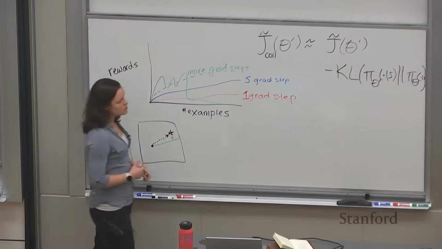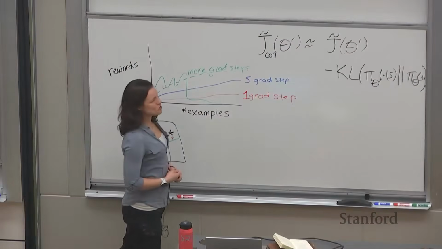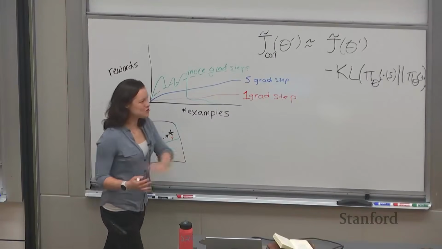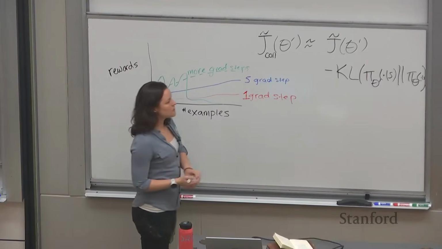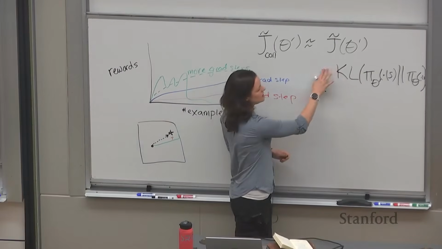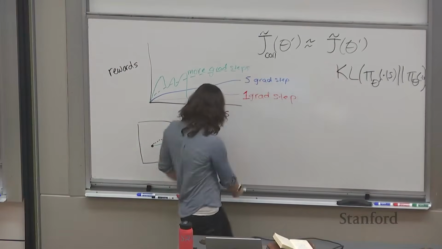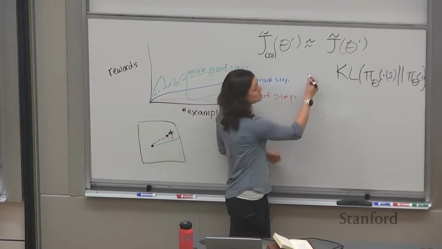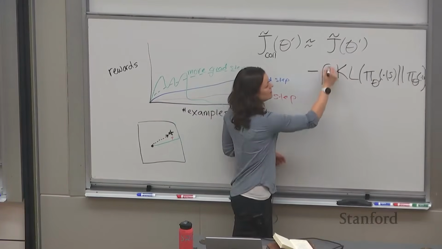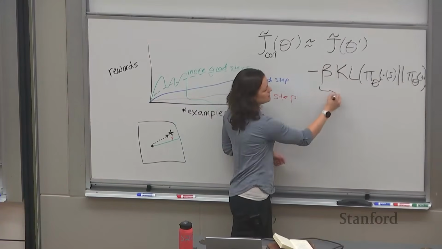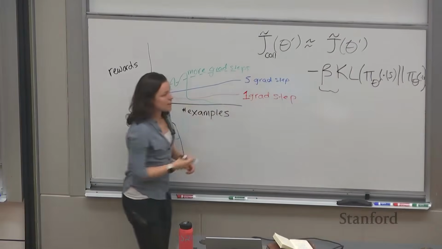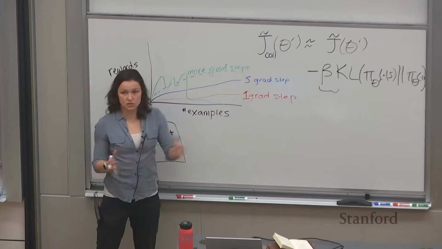So the question was, how do we encourage it to change a little bit, but not too much? Oftentimes you'll have some hyperparameter that is in front of this KL divergence that needs to be tuned. And so this beta is a hyperparameter, and this will control how much you're allowing it to shift.